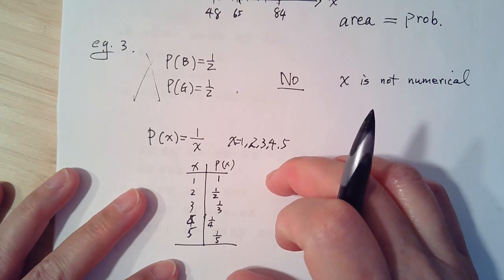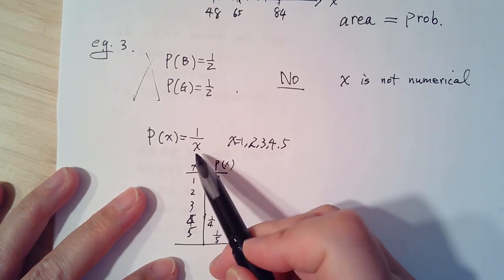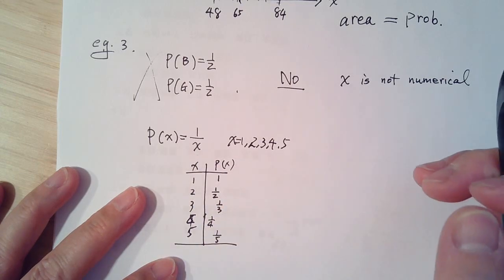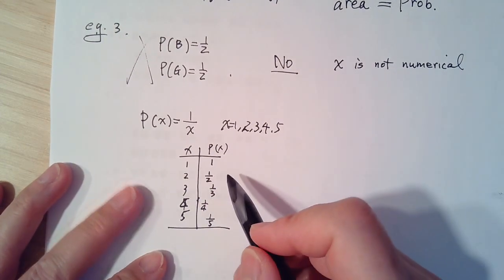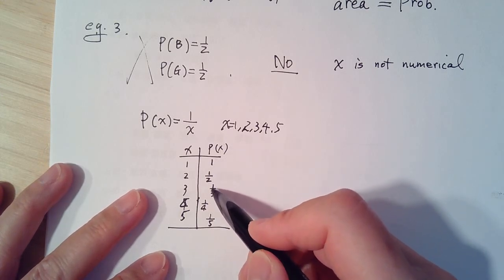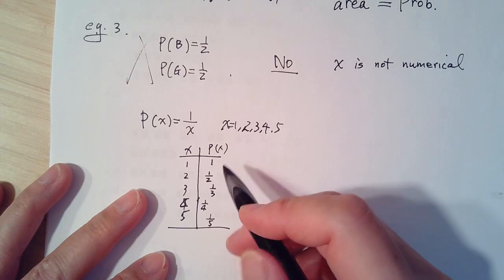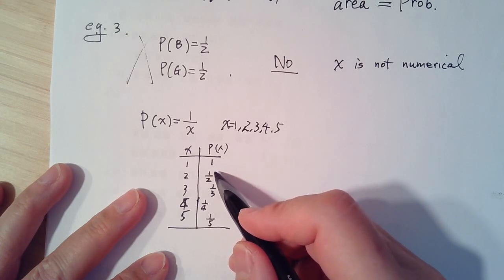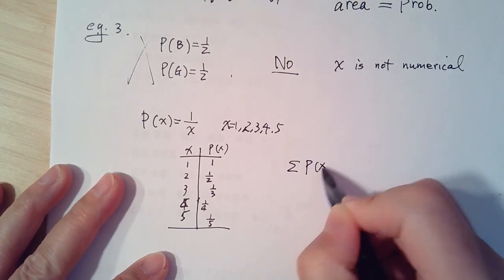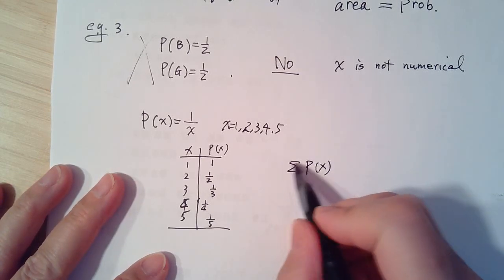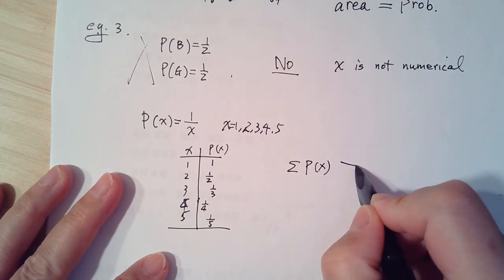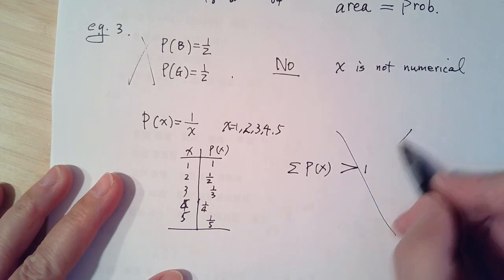First one, x is numerical, and p of x shows the probability. Seems like the first condition was good. Now the second one, all the probabilities add up to 1. The sum of all the probabilities, of course, is not 1. All the probabilities are between 0 and 1 inclusive, that is okay. So for the second condition, the sigma of p of x, which is a summation notation, sigma of p of x is greater than 1. So again, this is not a probability distribution.